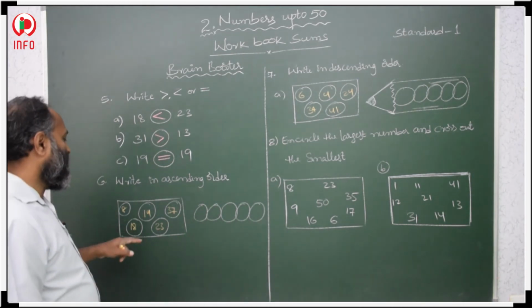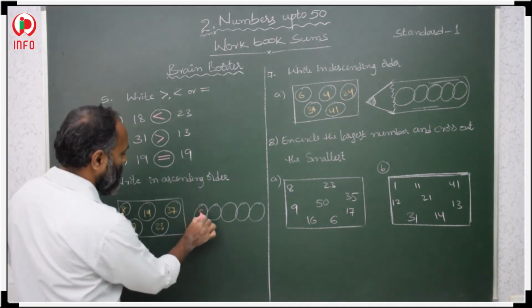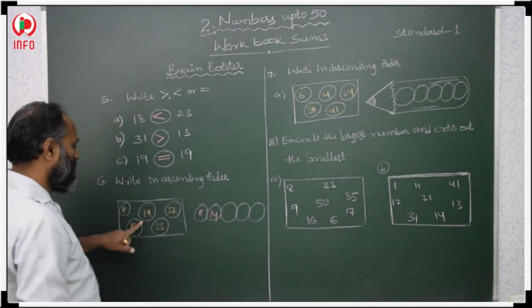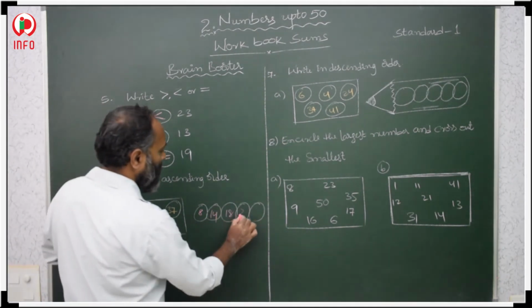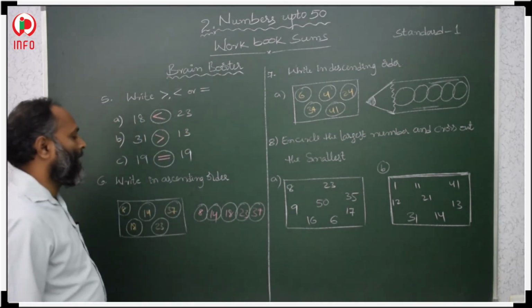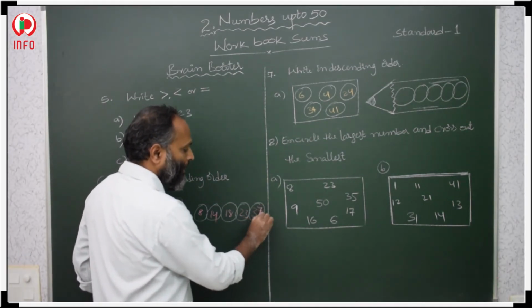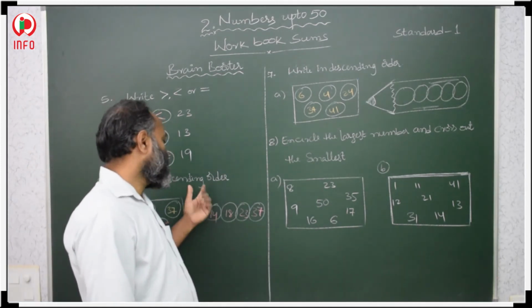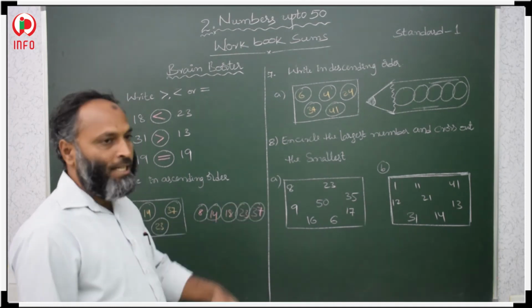Ascending order means increasing order. Increasing means first we take the smaller: 8, and bigger than this is 14, bigger than this is 18, bigger than this is 23, and bigger than this is 37. These are in ascending order. We have to arrange the numbers in increasing order. That is ascending order.